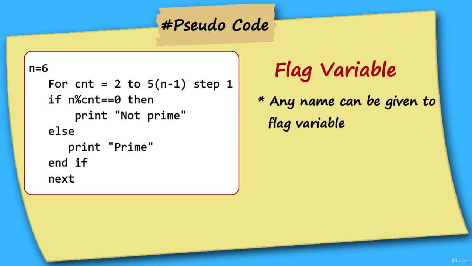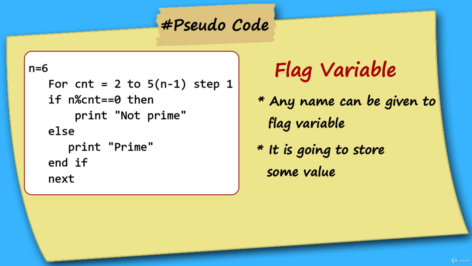You can name this flag variable whatever you want to. But this flag is going to keep some status. It is going to store some value that will determine at the end whether it was prime or not. You can name this flag variable anything, right? You can name it test or anything you want to. That doesn't matter. What matters is the concept of flag variable.